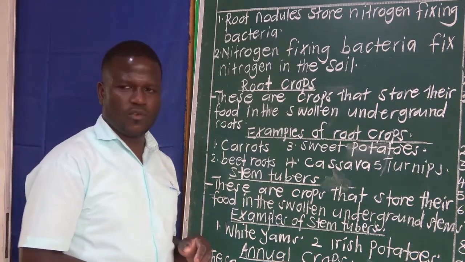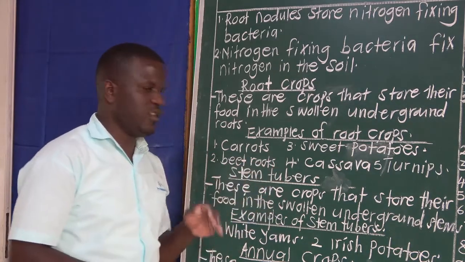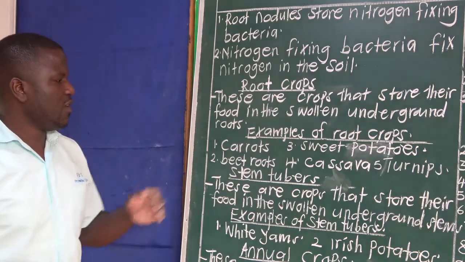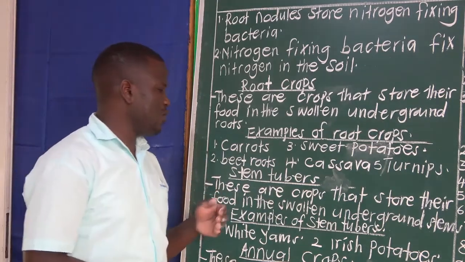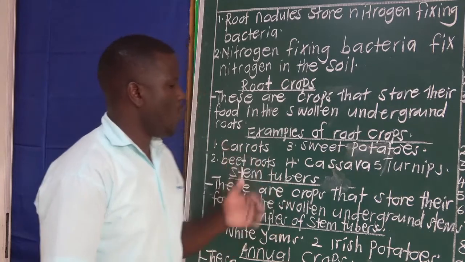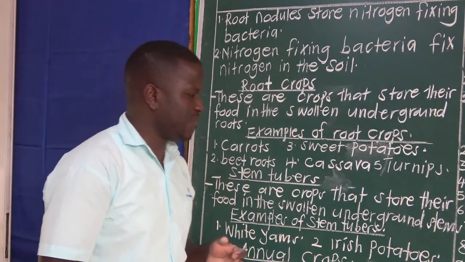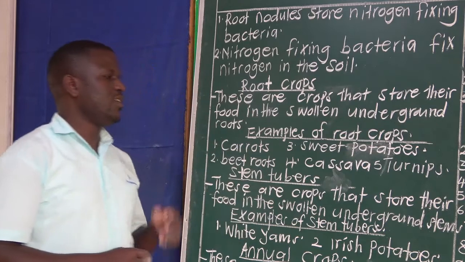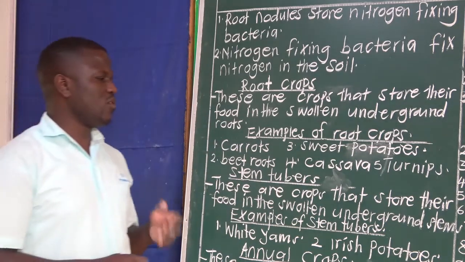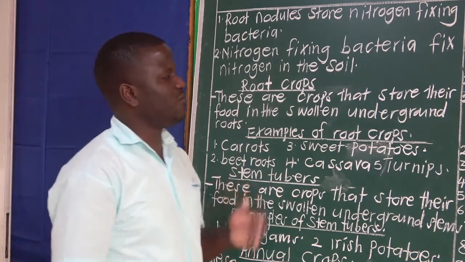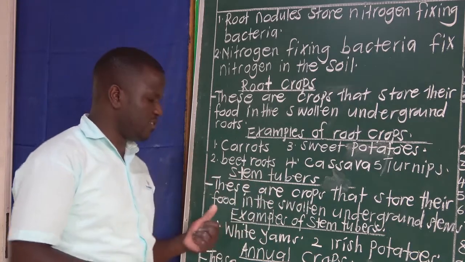Why do we call them root crops? They store their food in the solid underground roots. So in case you are asked, why are carrots called root crops? Why is cassava called a root crop? Cassava is called a root crop because it stores its food in the solid underground roots.